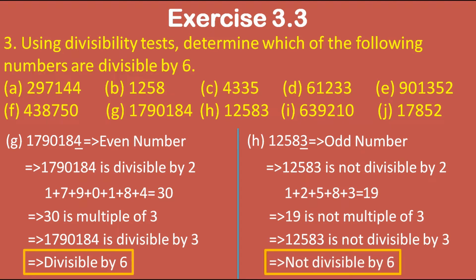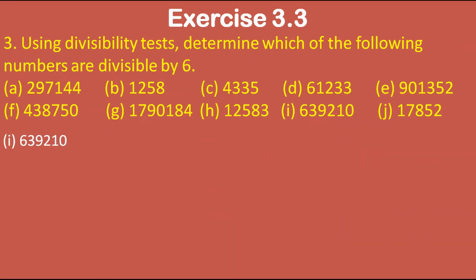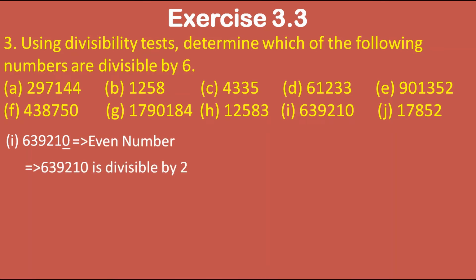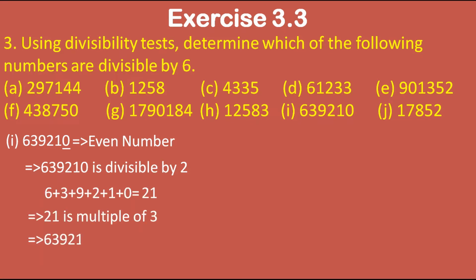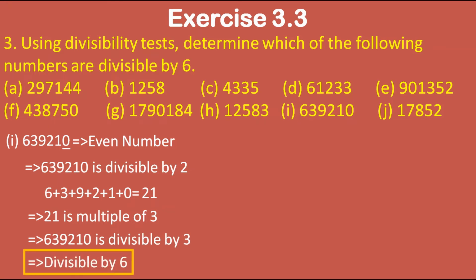Okay. Now let's move to the next one. Here, as we have 0 on its unit place, means it is an even number. Therefore, the number is divisible by 2. Now for 3 we will add the digits. We are getting the answer as 21, and 21 is a multiple of 3. Therefore, the number is divisible by 3. Therefore, the number is divisible by 6 too. Okay. So let's move to the next one.